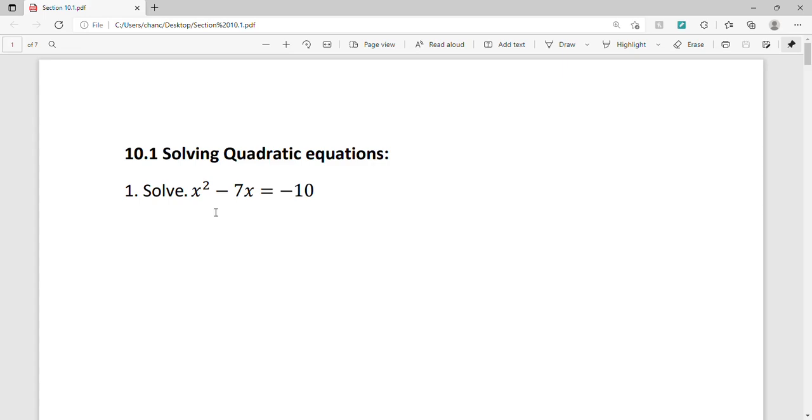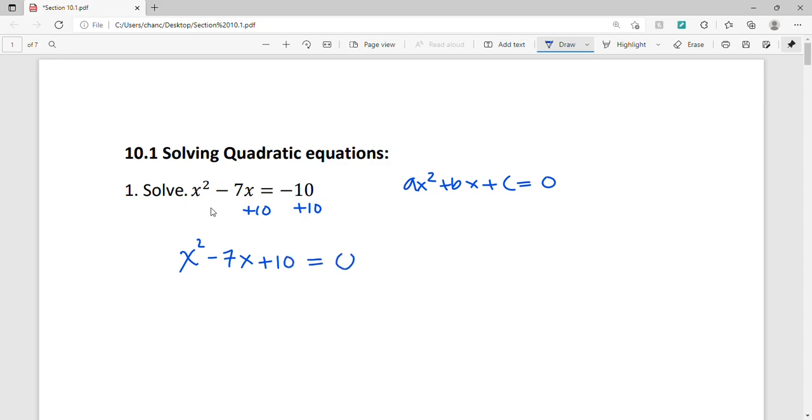Solving quadratic equations. The first step is to attempt to factor the quadratic equation, and I need to set it in this standard form. So that's what we're going to do. We're going to rewrite our equation in the standard form, ax squared plus bx plus c equals 0. That means the very first step is to add 10 to both sides. And that gives us x squared minus 7x plus 10 is equal to 0.